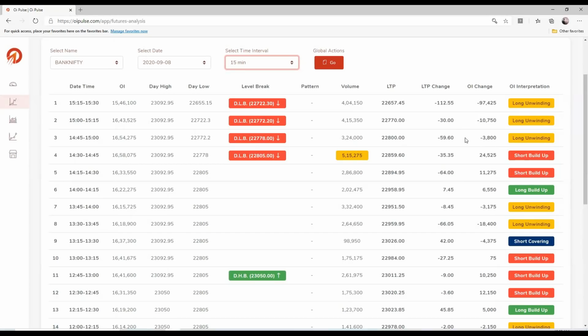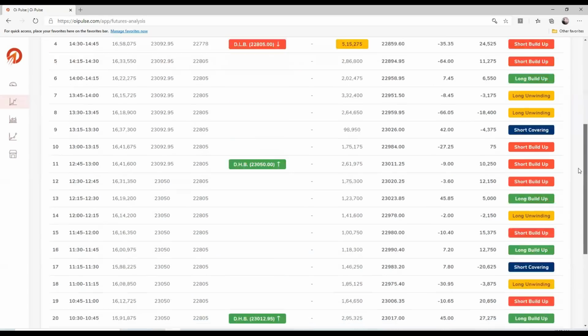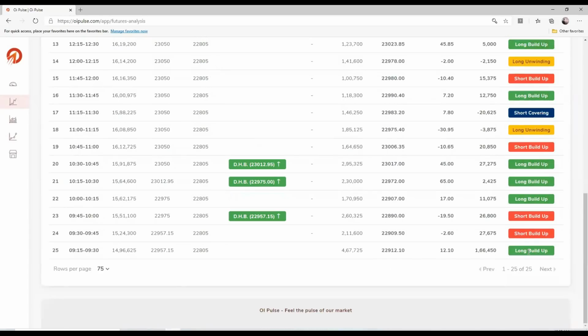Okay, this is in the last 45 minutes. It's not because of a short buildup, but more of a long unwinding. So, talking about this: long buildup is creating long positions. Short buildup is someone creating short positions on the future. Short covering is when someone is trying to cover their position: no, I cannot bear this loss.